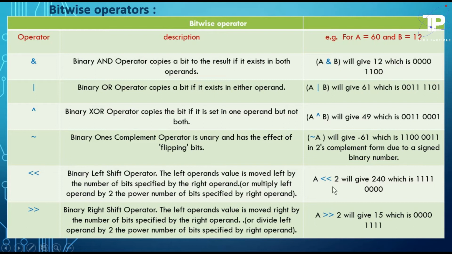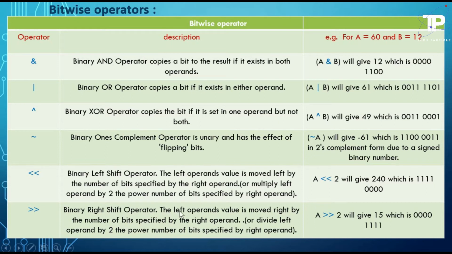Here A is 60, so after shifting 2 bits A will be changed to 240. Another way to understand this is, it is just like multiplying the left operand by 2 to the power of the number of bits specified by the right operand. For example, since 60 is left shifted by 2, 2 bits are to be shifted leftward, so A would be multiplied by 2 to the power 2. So 60 times 2 to the power 2 is equal to 60 times 4, that is equal to 240.